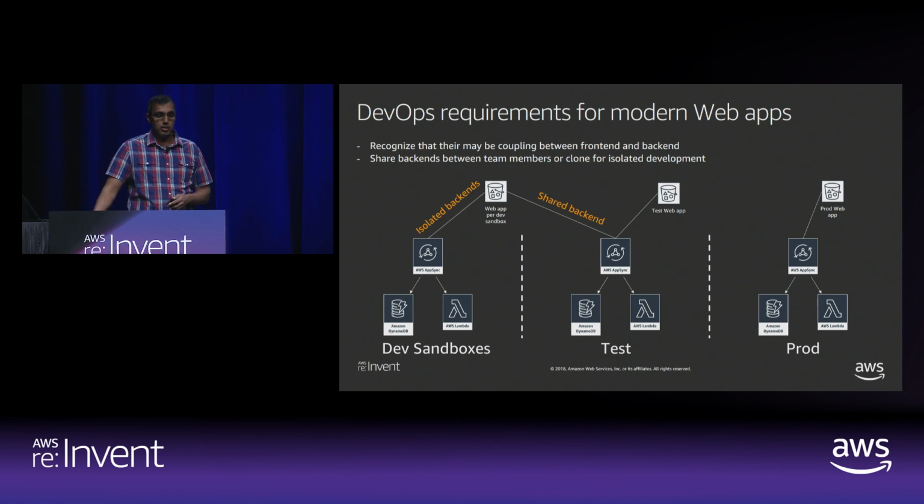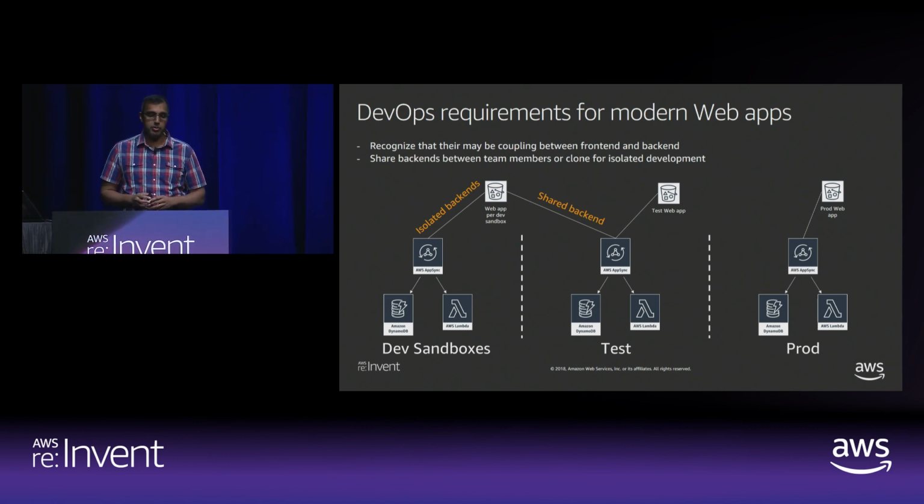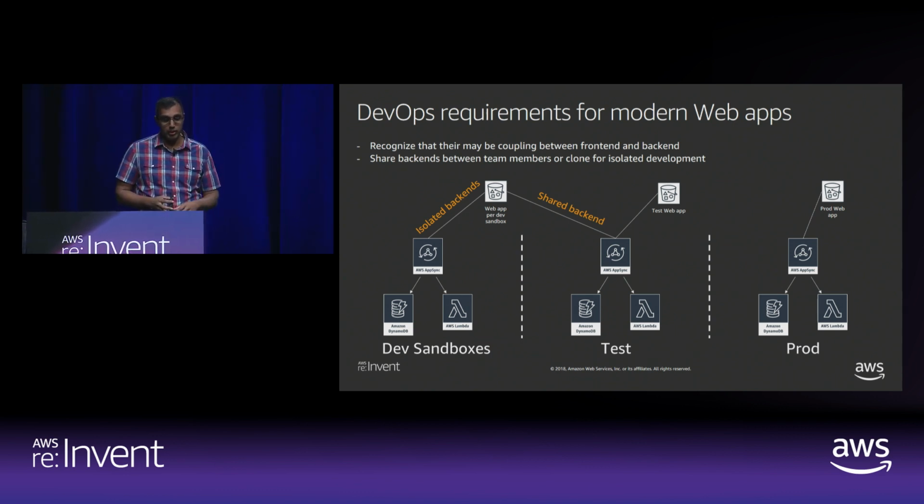Okay. So there are some unique DevOps requirements for this style of app. So obviously, there's just the general DevOps best practice: infrastructure as code. All of your backend should be described as CloudFormation templates, for example, that you can check into source control, share with teammates. But there are some unique requirements as well.